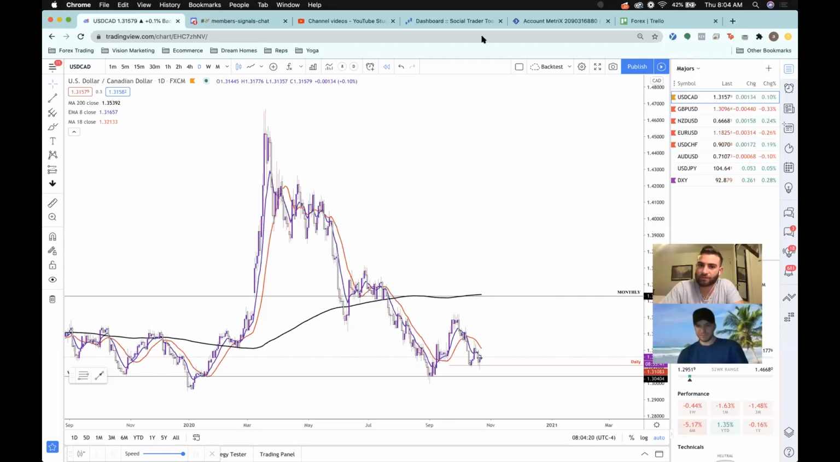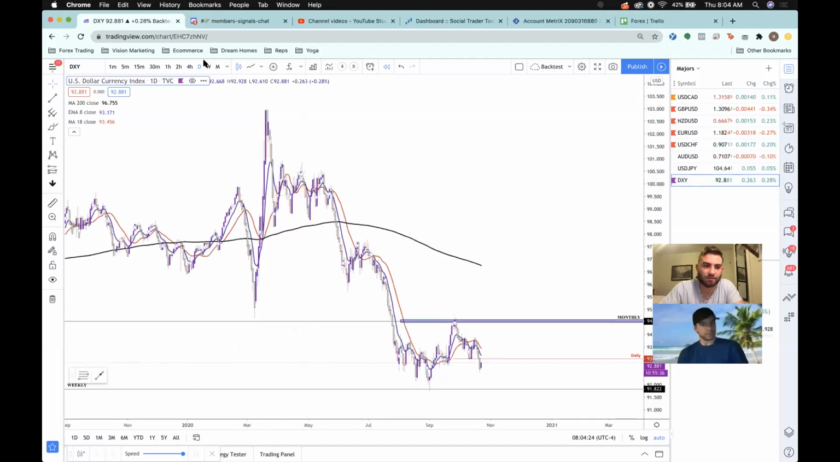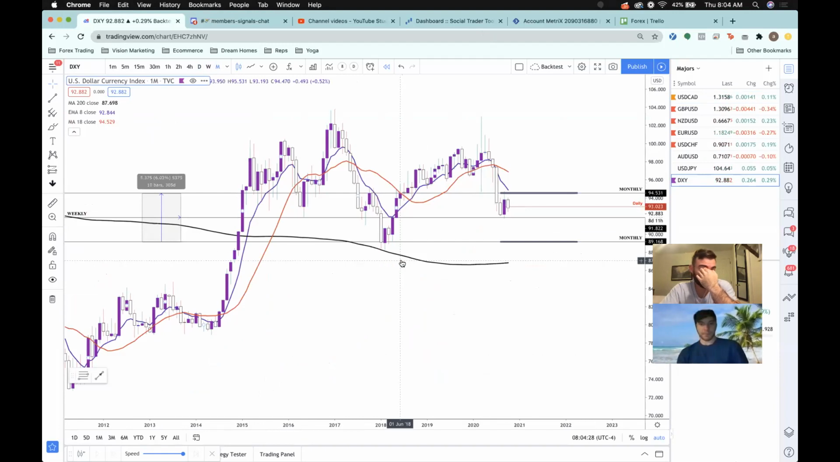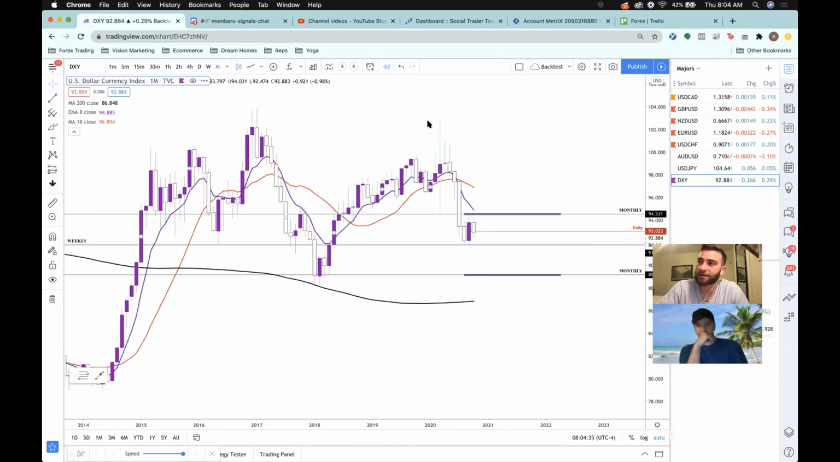We're going to start off with DXY. So we're going to bump up to the monthly time frame. Guys, we'll always start on the higher time frames when we're looking at these pairs, just trying to get an overall idea of where the market is actually moving.